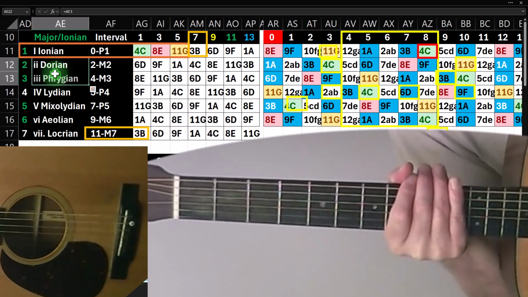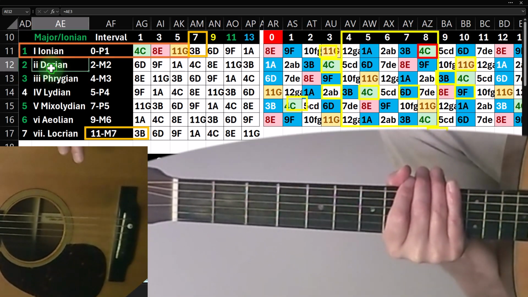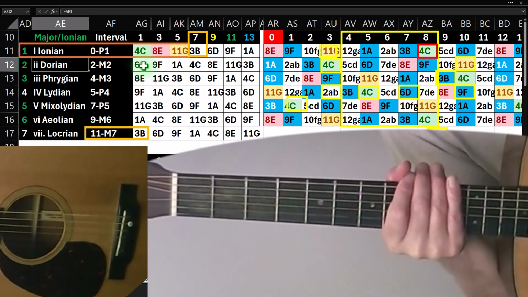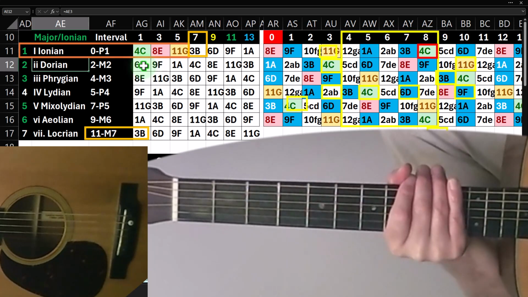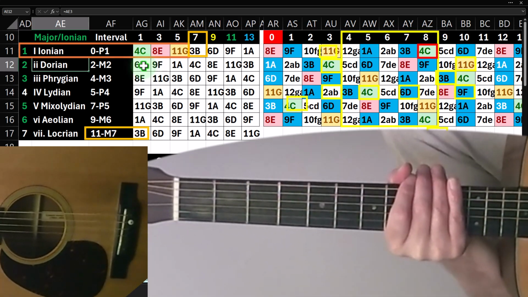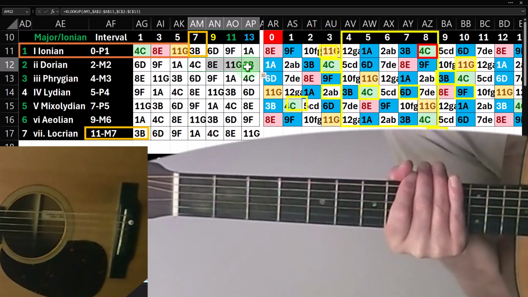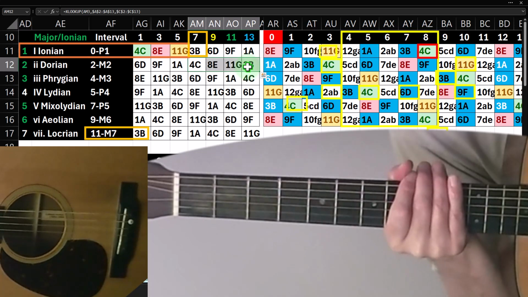Why is that useful? Not only because it lets me play in multiple modes, it also lets me maneuver from chord to chord, no matter what mode I'm playing in, to determine not only whether it's major or minor, but also what 7, 9, 11, and 13 will fit into the chord. So that's going to be basically our general outline.